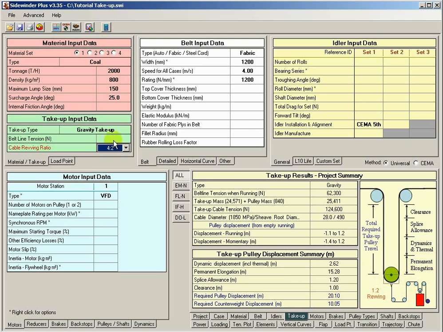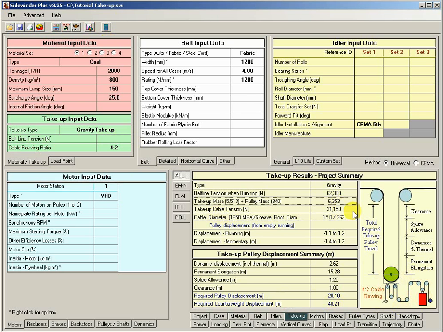So again, this is just straight mechanical engineering, but it's very nice because you can go up and select different cable reeving ratios, and Sidewinder automatically shows you what your layout is, what your cable tension is. In fact, it'll even estimate a cable diameter and a sheave diameter for you. It'll show you both your pulley displacement as well as the counterweight or the take-up displacement and the take-up mass.